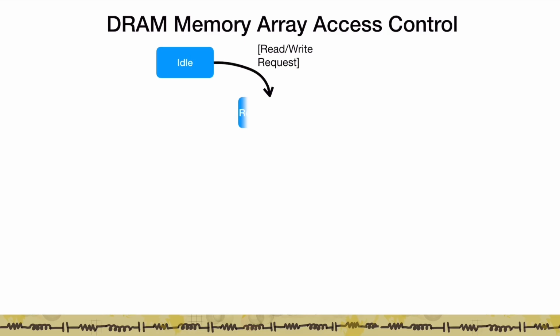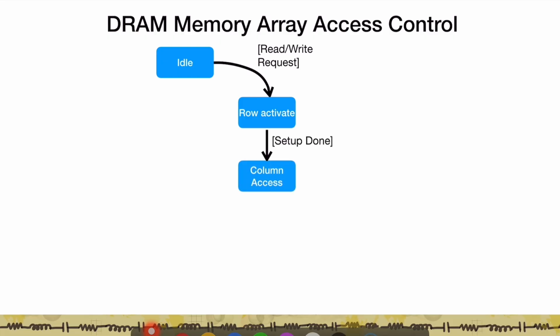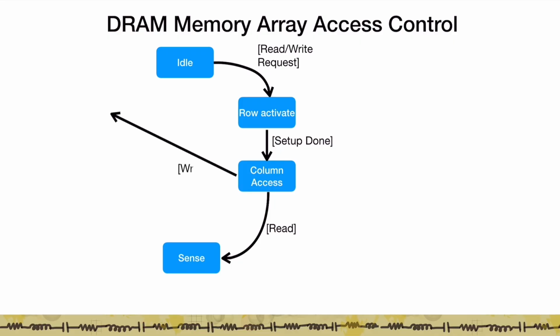Now let's look at another application. This comes from the world of memory. If you're looking at the DRAM memory array access control, again, you start off with a reset state or idle state, and when you get a read or a write request, you send the controller into its row activate state, which once the row setup is done, goes into column access. In the column access, if it's a read, it then goes into its sense circuitry to sense the bit stored in the DRAM. If it is a write operation, you send it to a write state where you write into the DRAM.